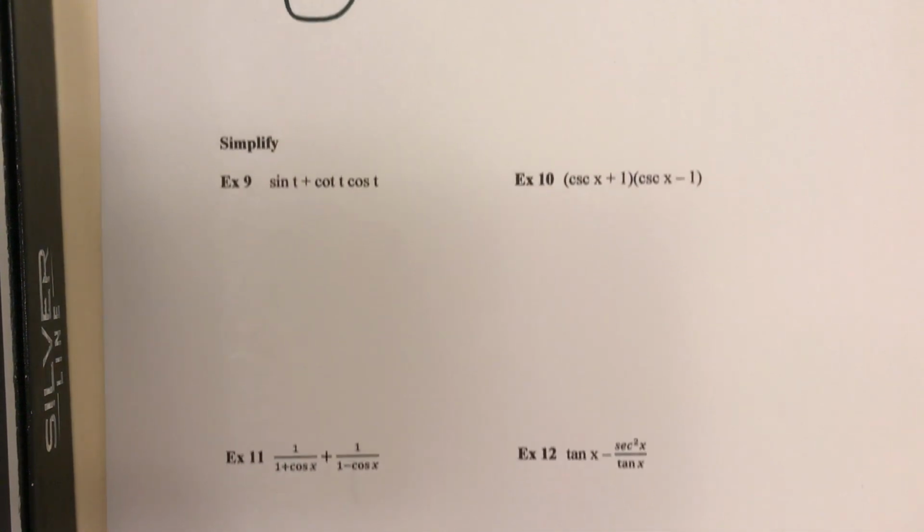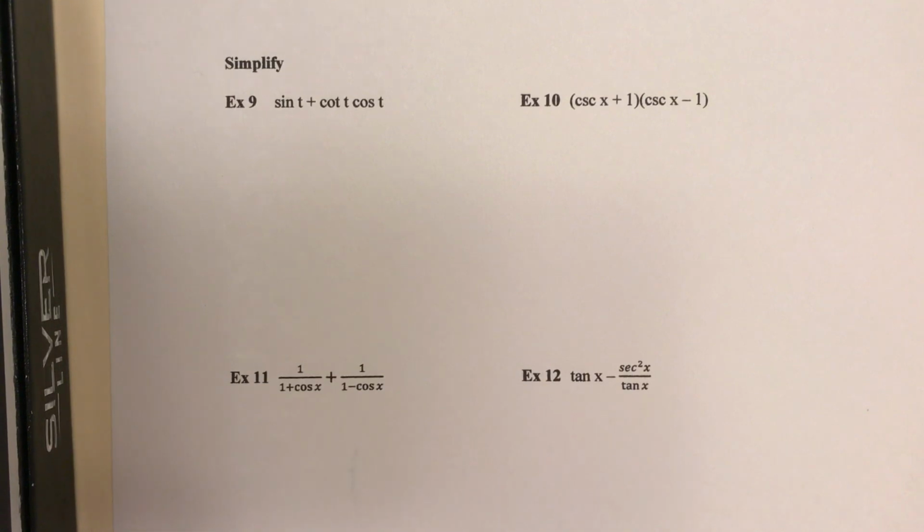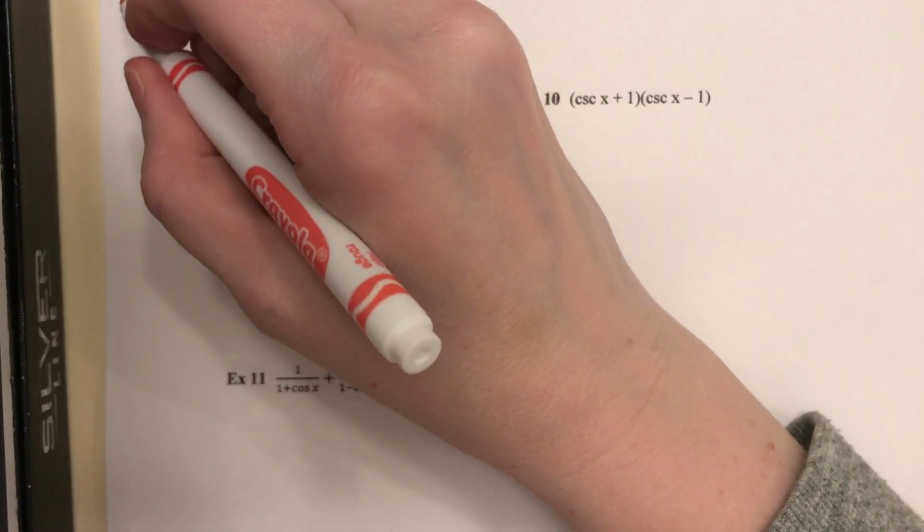So let's move on to some more simplifying problems. So these are all going to come up again later when we do some more complicated proofs. They're going to require us to use some simplifying things. So one thing we want to do when we simplify, we can factor, we can multiply, we can convert everything to sine and cosine. So I'm going to make a list here.